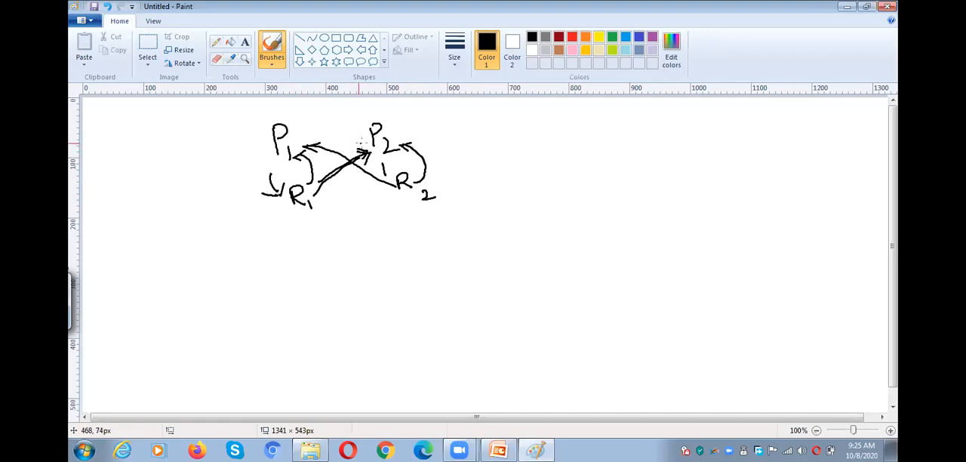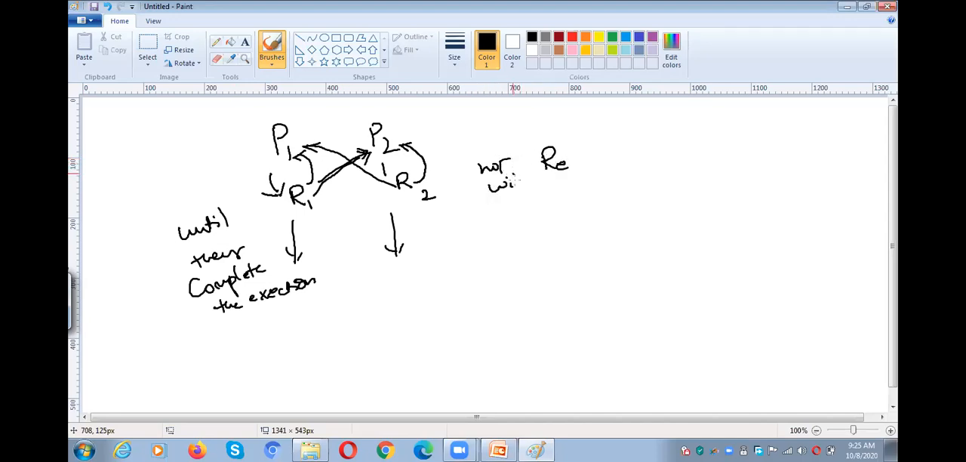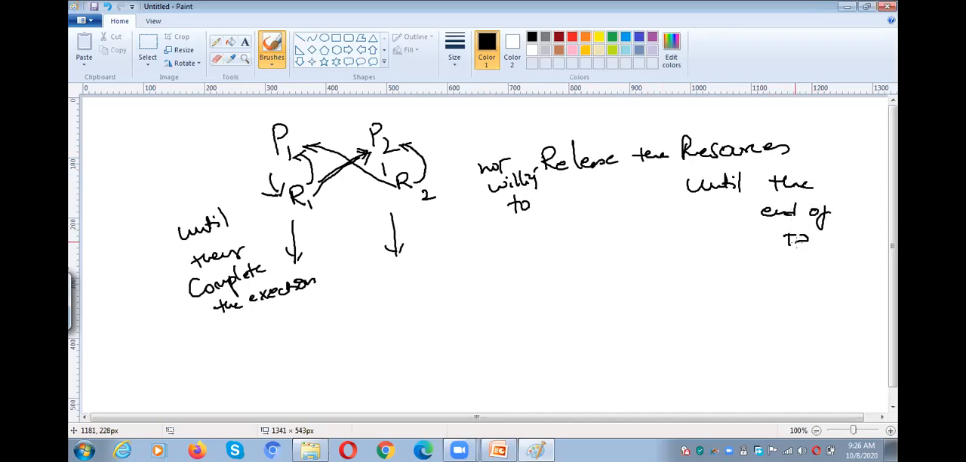Both processes are currently executing their task, right? They don't want to release the resources until they complete the execution. So both processes are not willing to release the resources until the end of the task. That is the problem here. Have you got my point?